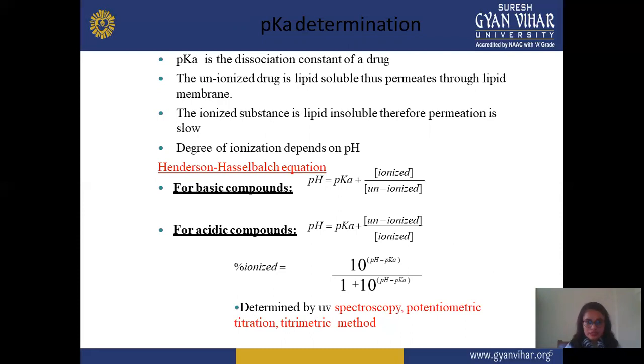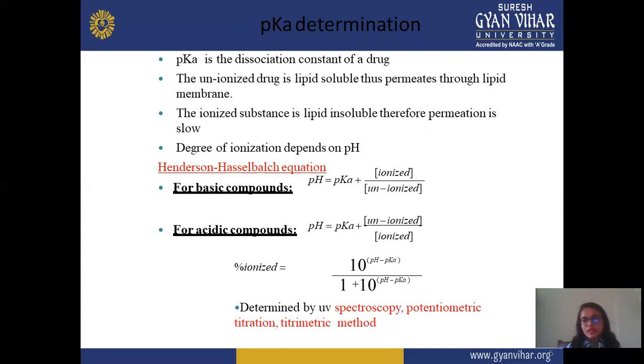Suppose your drug is unionized and lipid soluble in nature, then it permeates through the lipid membrane because it is lipid soluble and oil soluble, in an unionized form. So it should have more solubility and easily cross the membrane. And similarly, the opposite holds for an ionized substance.